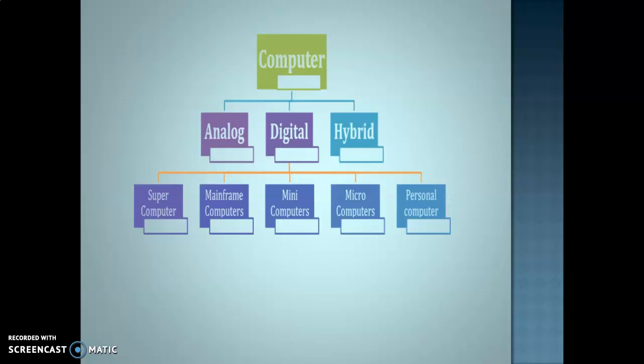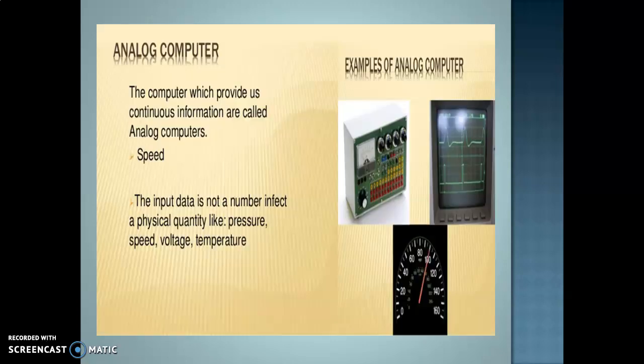Here you can see in the picture, it is further described in three parts: analog computer, digital computer, and hybrid computer. We can categorize computer by three types. Then further, digital computer is divided into 5 types: supercomputer, mainframe computers, mini computer, microcomputers, and personal computer. Let's begin with analog computer.